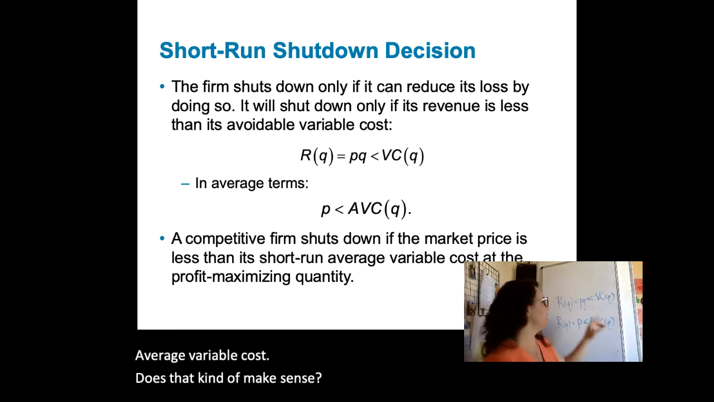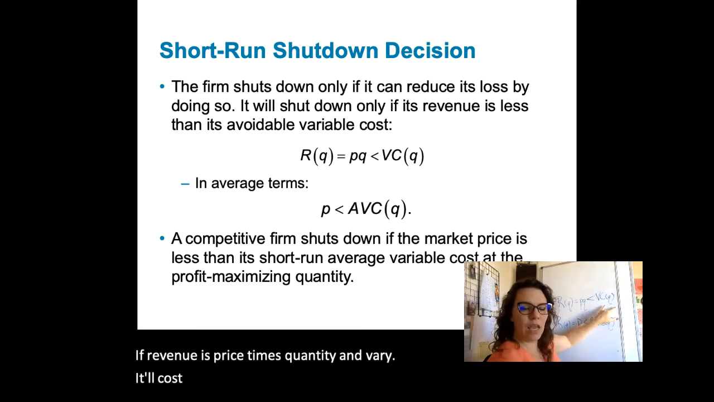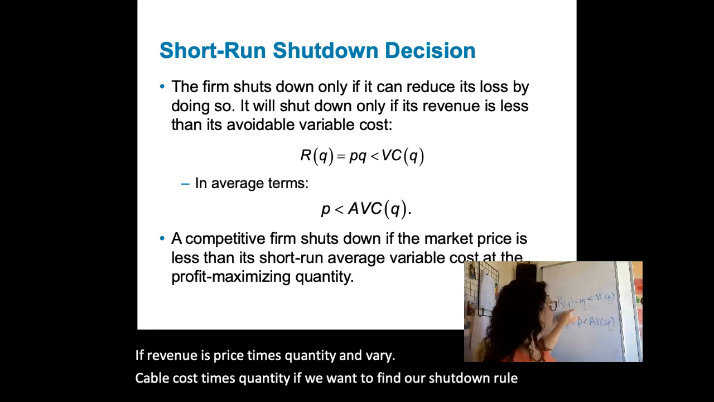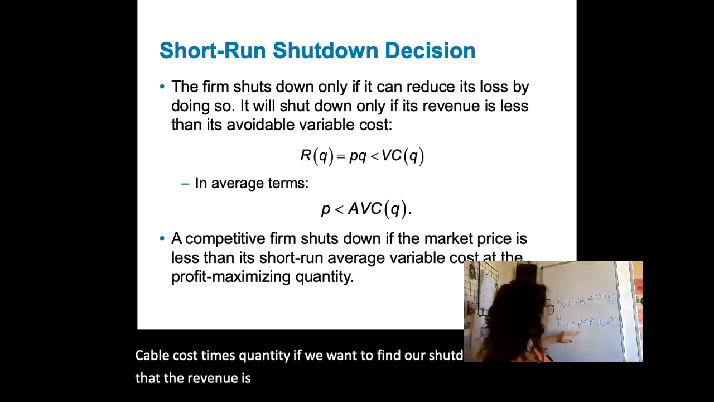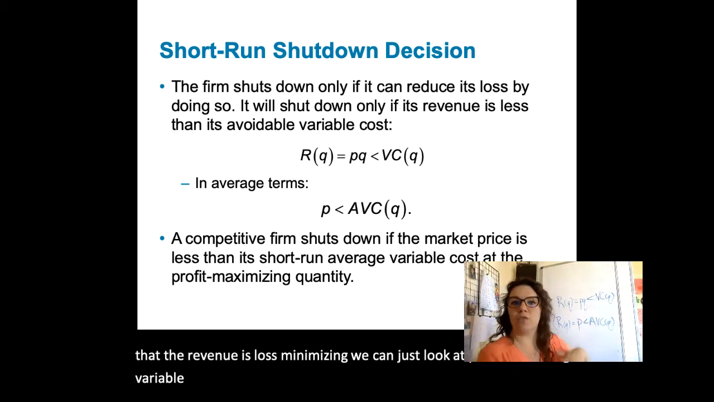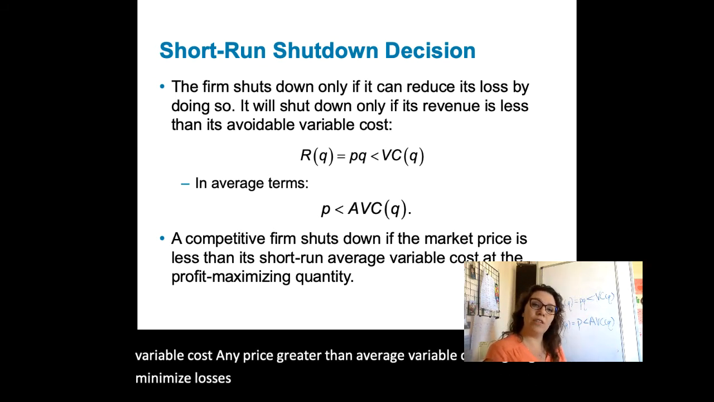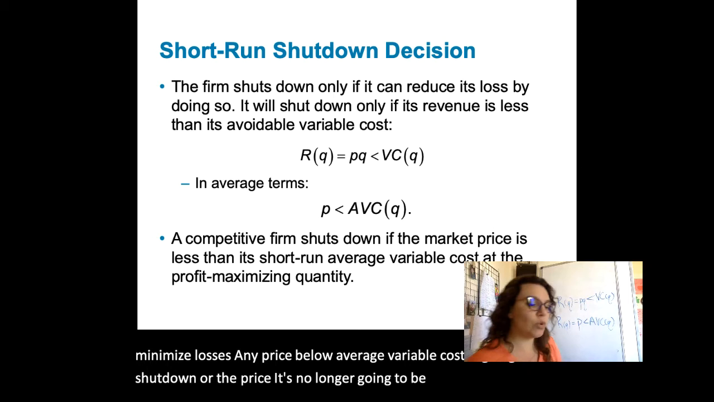If revenue is price times quantity and variable cost times quantity, if we want to find our shutdown rule to prove that the revenue is loss minimizing, we can just look at price and average variable cost. Any price greater than average variable cost is going to minimize losses. Any price below average variable cost is going to be a shutdown worthy price. It's no longer going to be a loss minimizing choice to produce.